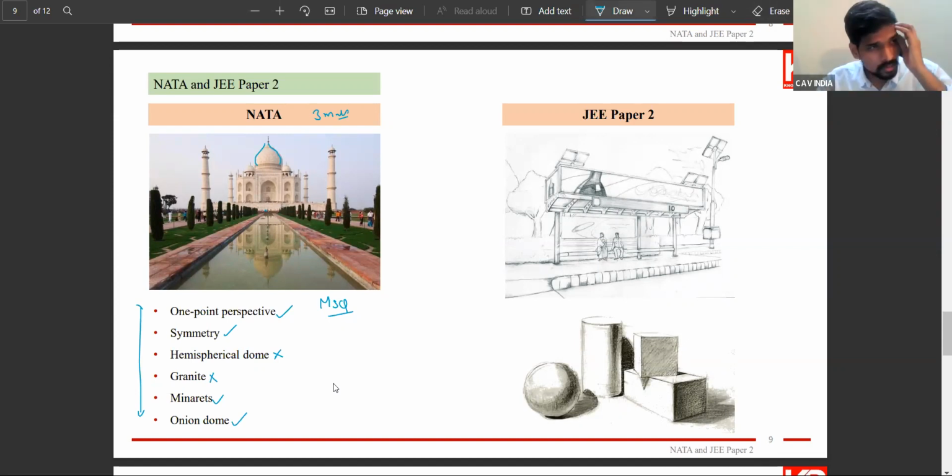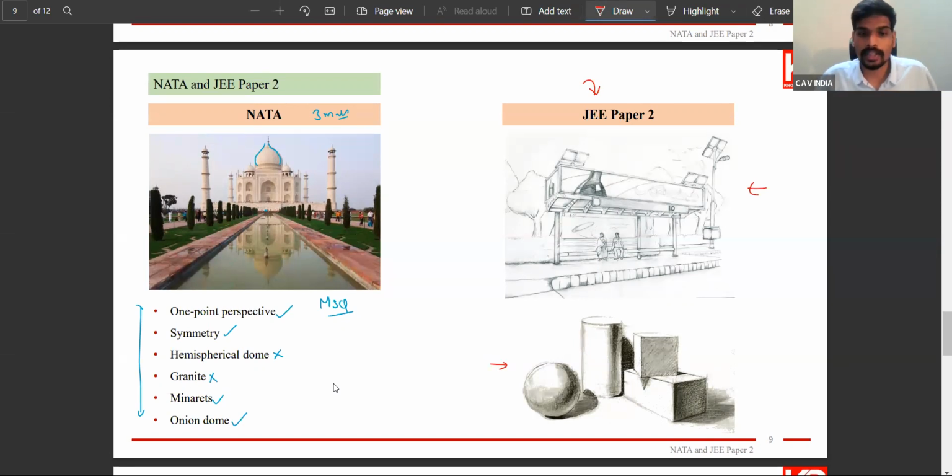So that's the reason NATA has shifted to online mode. Do not think that NATA will be paper-based this year. Not necessarily. It would be online till it is officially mentioned. In most cases, it will be an online test itself. Coming to JEE Paper 2, you need to sketch something like this.